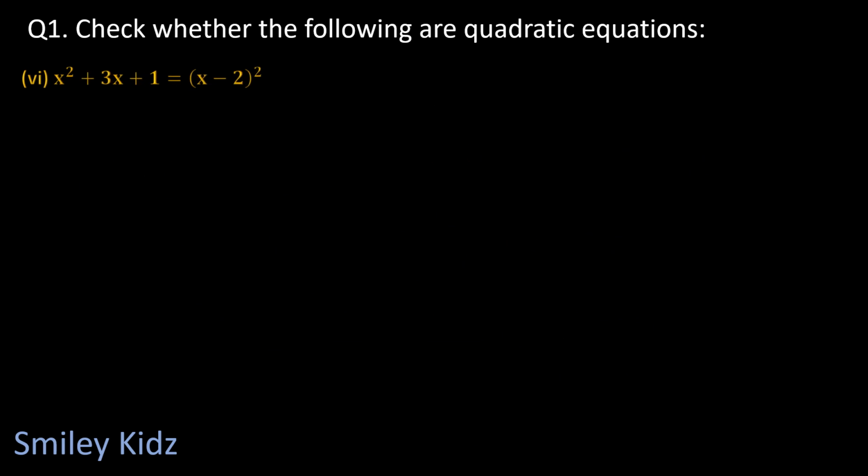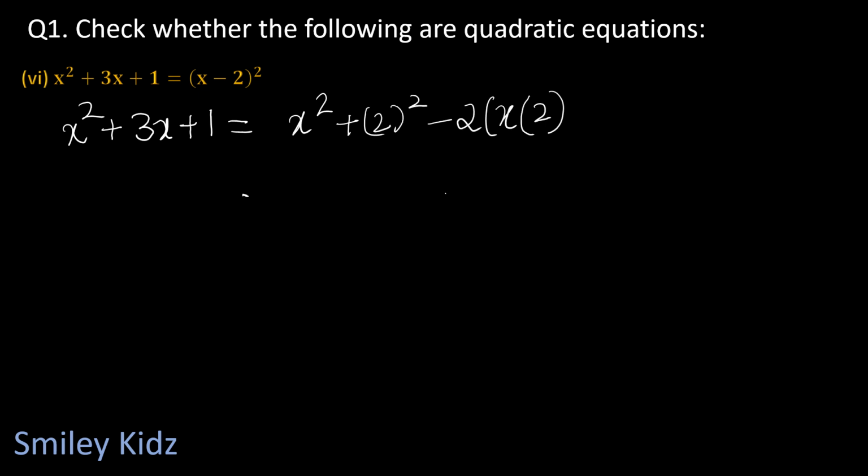Moving ahead, we have x square plus 3x plus 1 is equal to x minus 2 whole square. So, x square plus 3x plus 1 is already simplified. Now, let's simplify the RHS, isn't it? X minus 2 whole square is in the form of a minus b whole square, isn't it? What is a minus b whole square? A square plus b square minus 2ab. This is what we learned, isn't it?